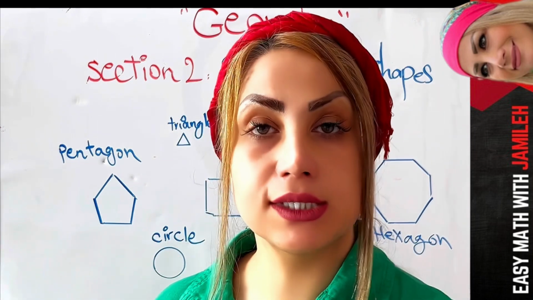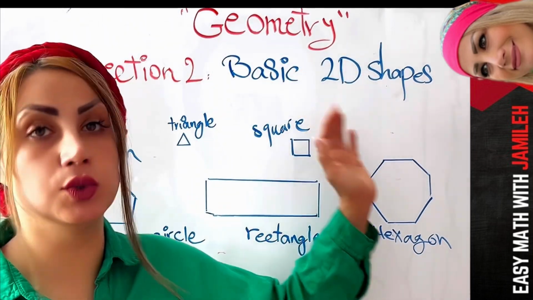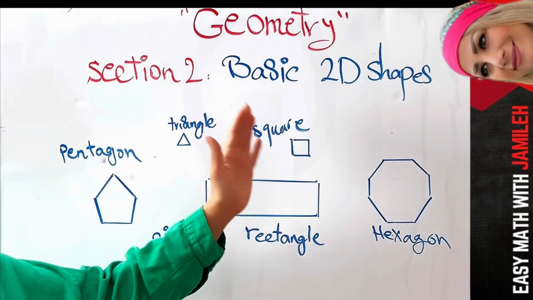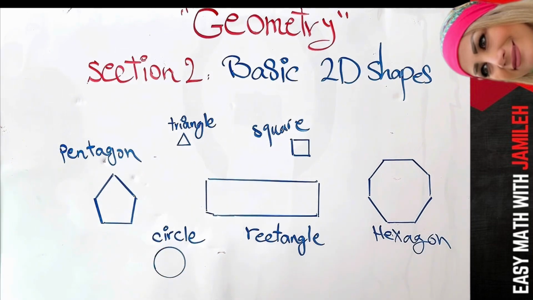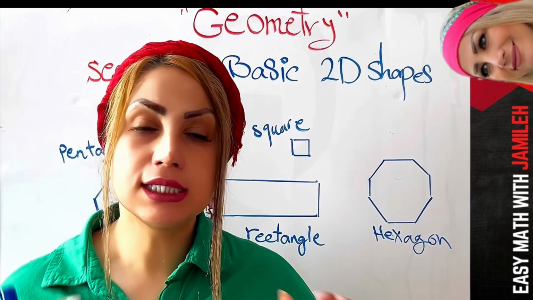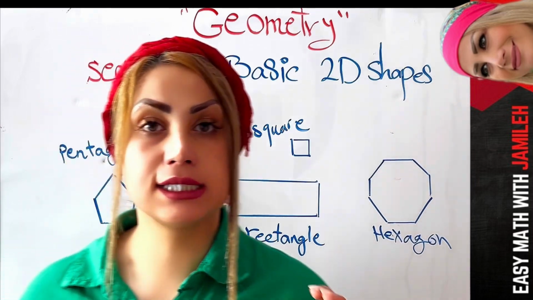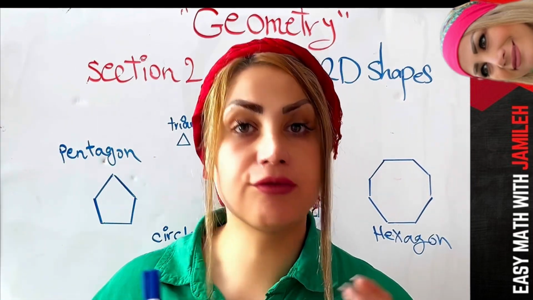Now that we understand lines and curves, let's explore some 2D shapes. Hexagon, square, triangle, rectangle, circle, pentagon, and more. These shapes are flat and they exist in two dimensions, length and width.